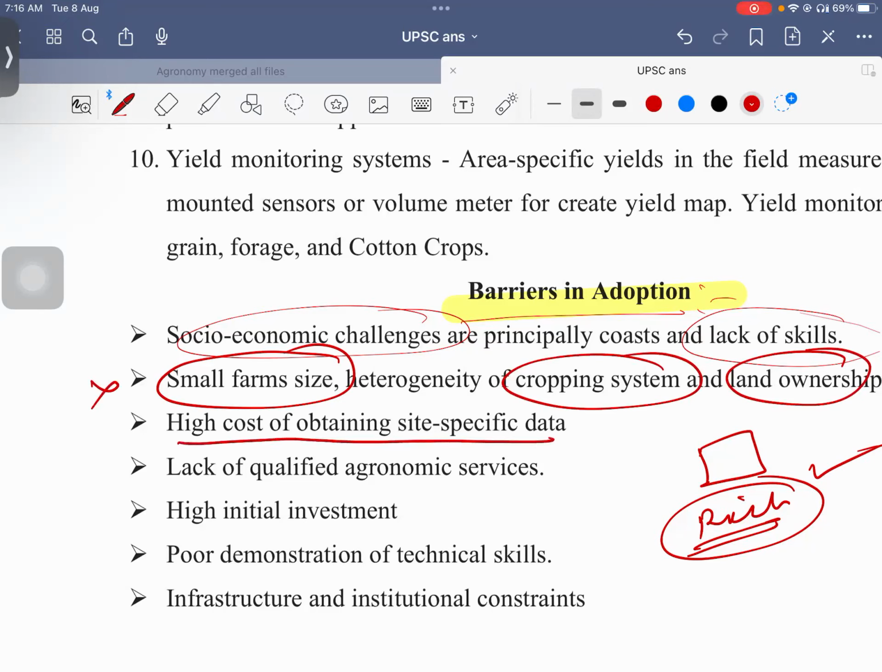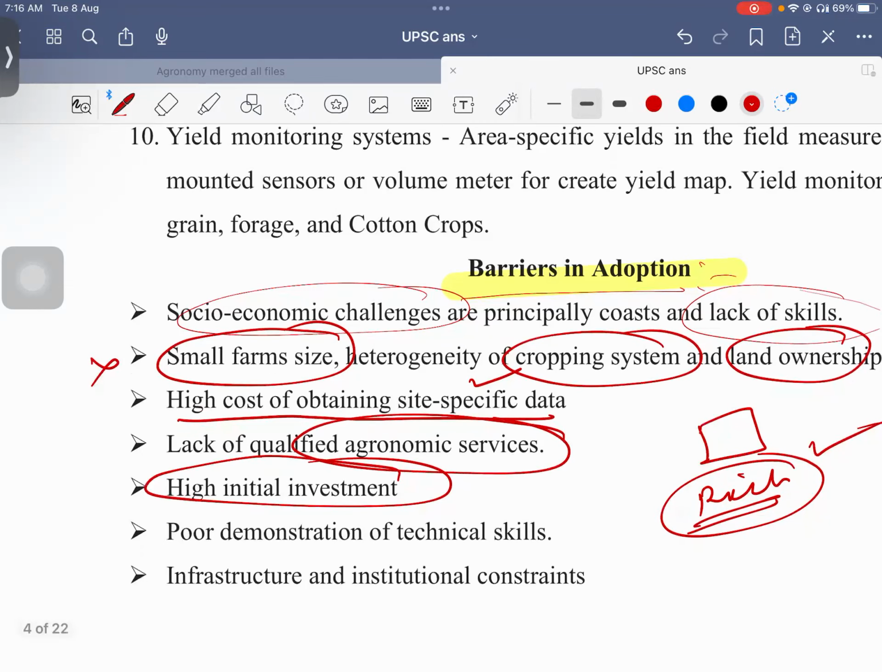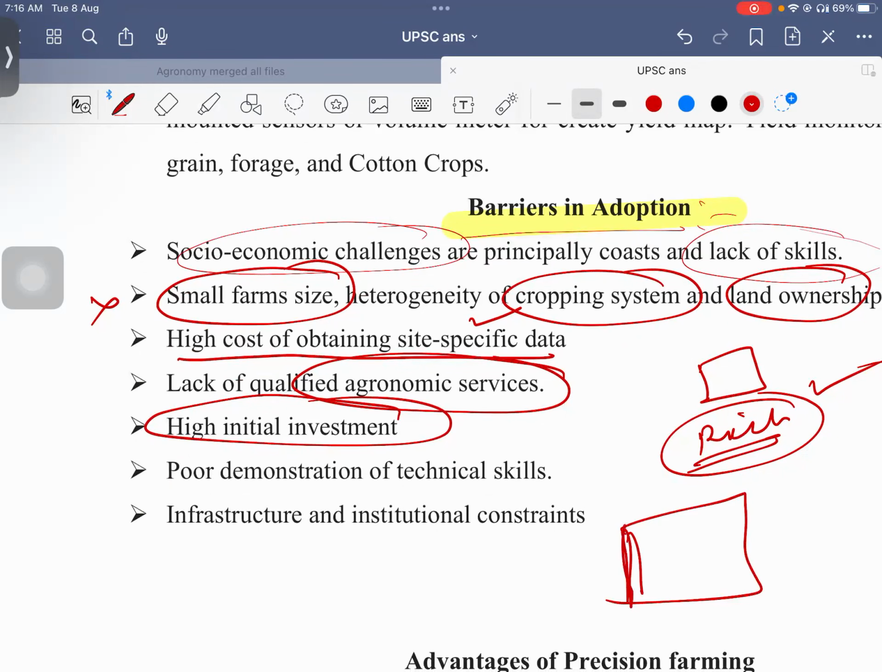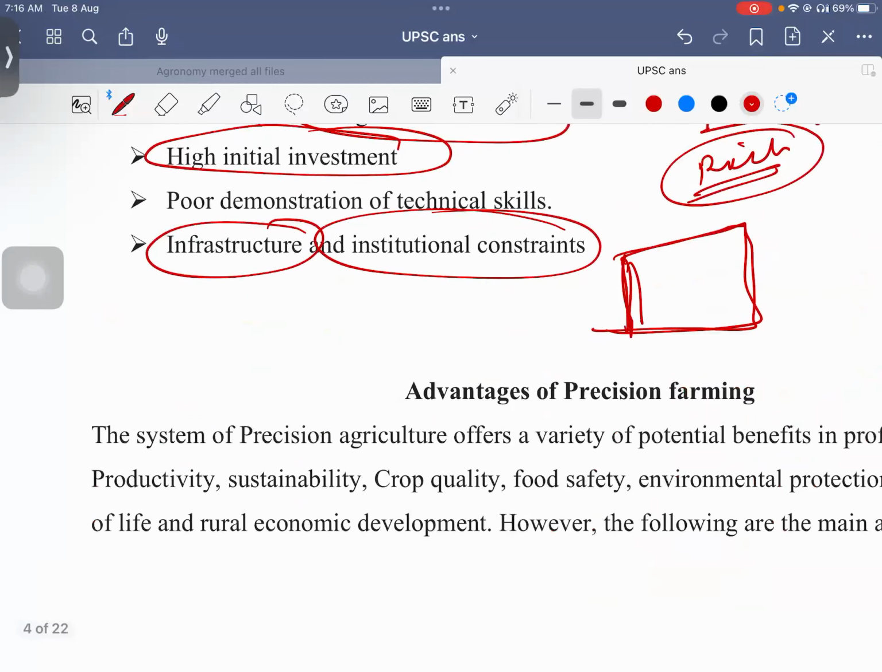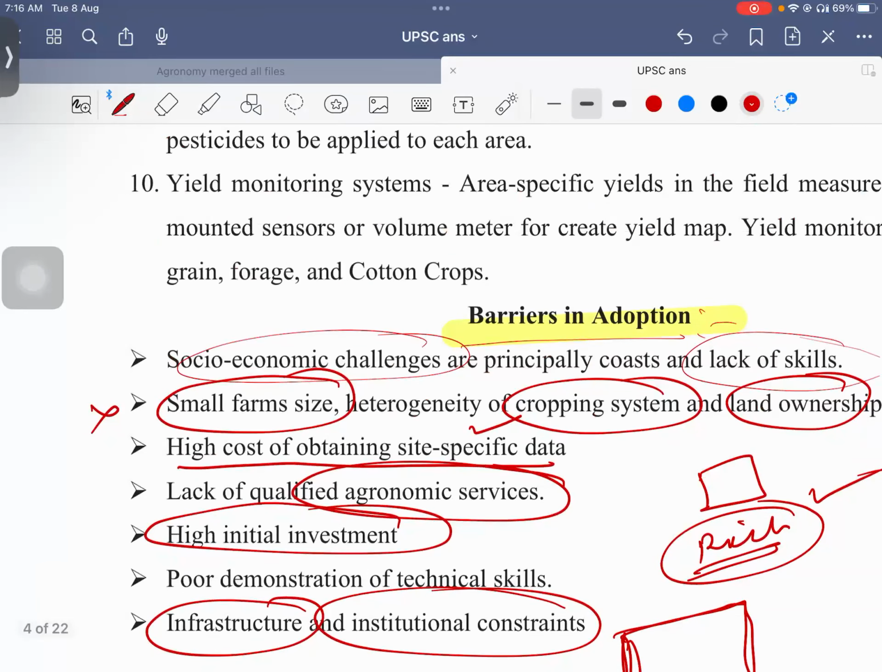Okay, high cost of obtaining site-specific data. Then we don't have qualified personnel. High initial investment is very high. And this can be utilized only in places where we have straight land. In some places we have undulated land, then we can do precision farming, but we have to spend more money. Then infrastructure and institutional constraints, all these things are also there which you should remember. This is not with respect to that question, but extrapolating the question, it may come this year.